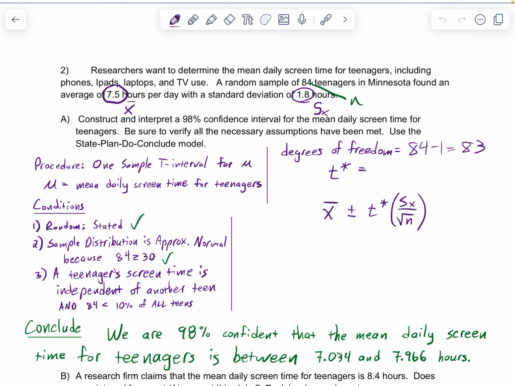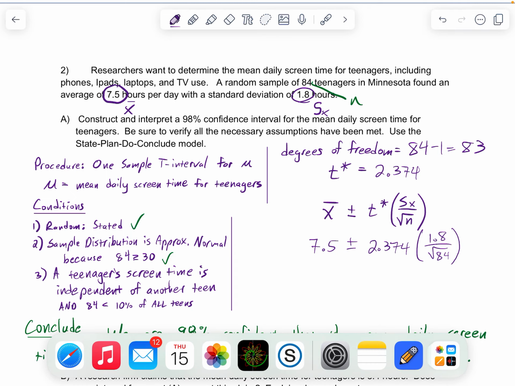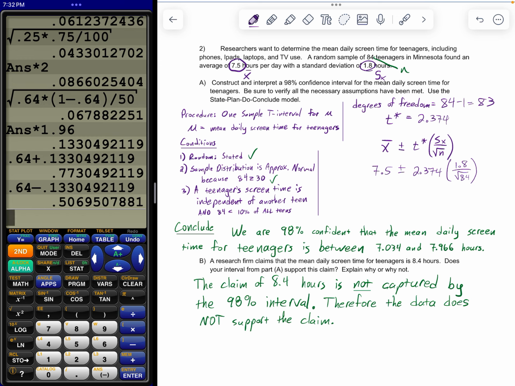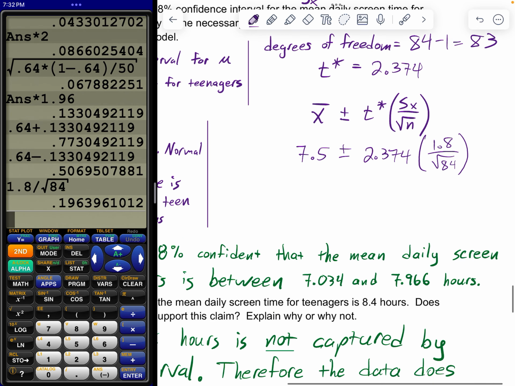All right, so let's piece the interval together. My X bar is 7.5 plus or minus that T star I just looked up times this S sub X, which is 1.8 hours divided by the square root of 84. And let's do a little bit more, and then I'm going to have the calculator give me the interval as well, just to double check my work. 1.8 divided by the square root of 84 is 0.196.